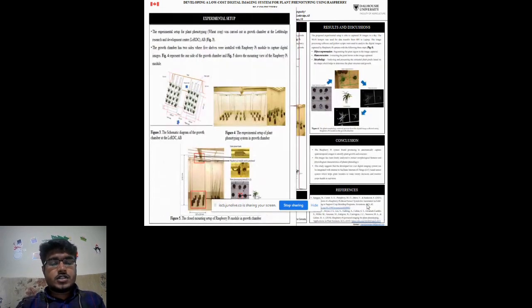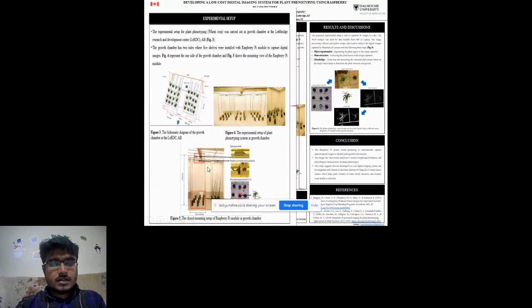The experimental setup for plant phenotyping was carried out in a growth chamber at the Lethbridge Research and Development Center in Alberta, as shown in figure 3. The growth chamber has two sides where five shelves were installed with the Raspberry Pi module to capture the digital images. Figure 4 represents one side of the growth chamber and figure 5 represents the mounting view of the camera. The Raspberry Pi and its peripheral devices, which include the power bank, are tied with zip ties on the shelves so that they stay firmly in place to capture the images.